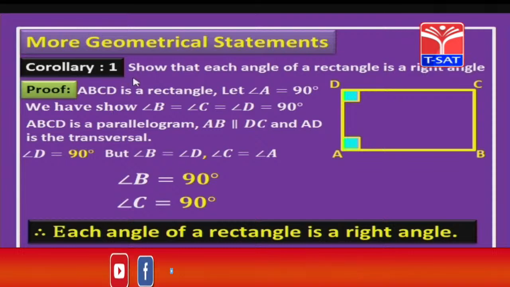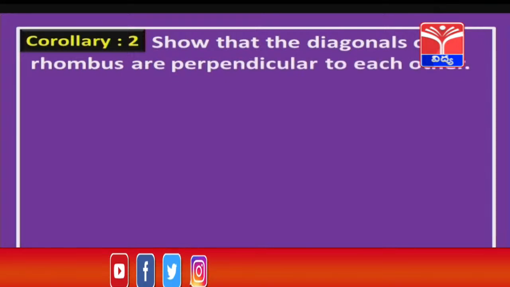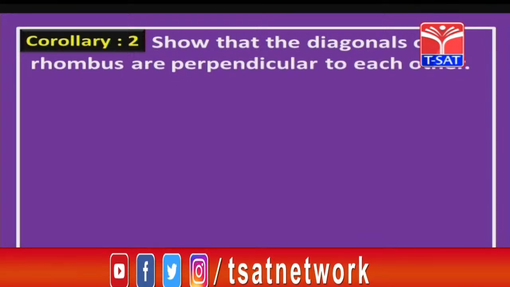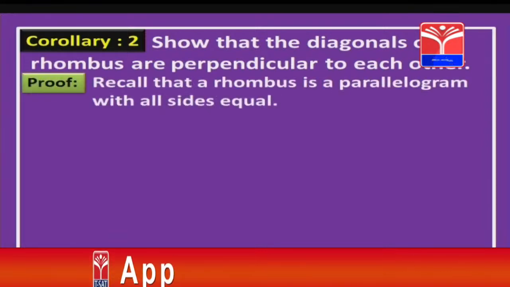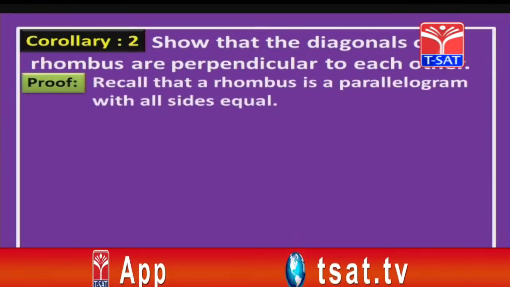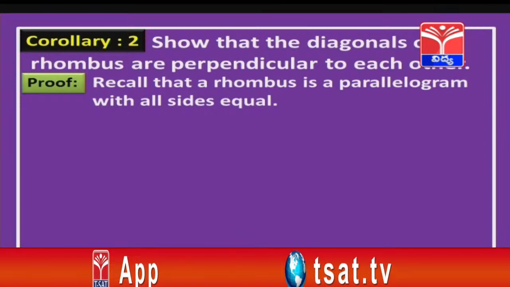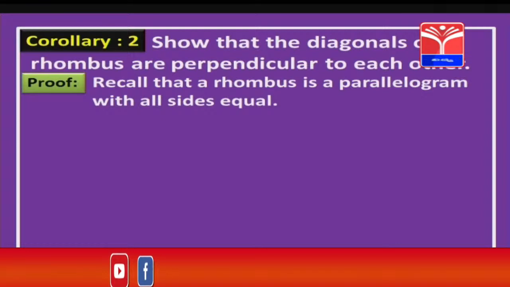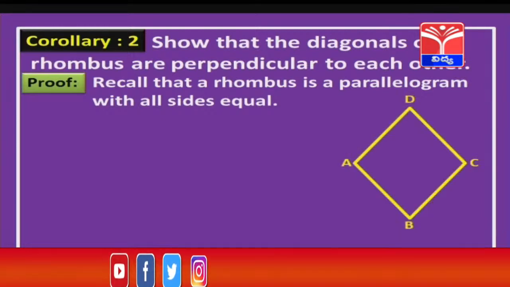So, let us move on to our next corollary. Show that the diagonals of a rhombus are perpendicular to each other. Let us see the proof, children. Let us consider a rhombus. A rhombus is nothing but a parallelogram with all the sides equal. That we have already learnt in the definition, children, isn't it? So, we are going to take a rhombus ABCD.